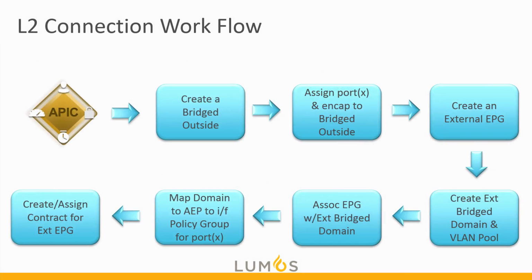So the flow for doing this is we're going to create a bridged outside. We're going to assign the port and encapsulation to the bridged outside. It's going to force us to create an external EPG. We'll create the external bridge domain and the static VLAN pool, associate the EPG with the bridge domain, which is the external EPG, and then we're going to map the domain to the AEP, to the interface policy group for that port, and we'll create and assign consume provide contracts.